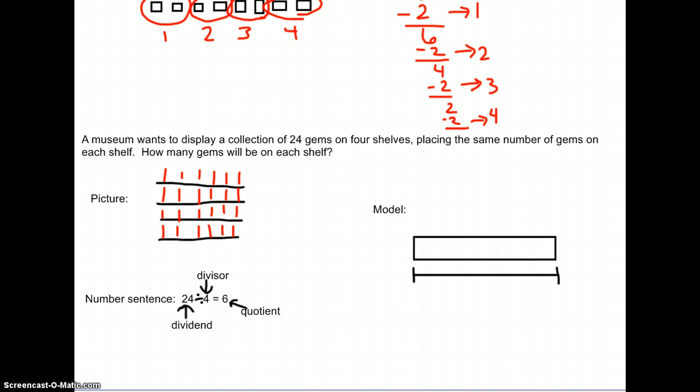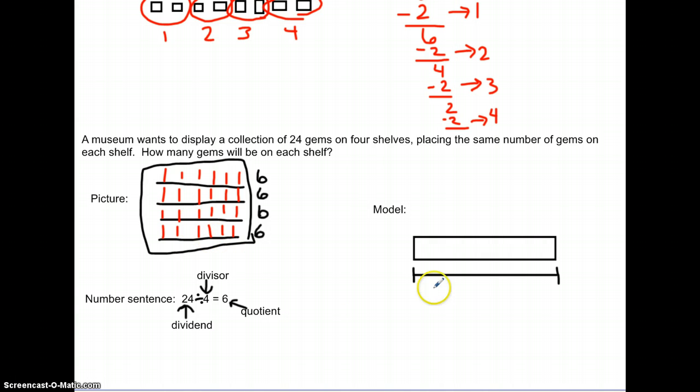So let's count these now. Shelf number 1, 1, 2, 3, 4, 5, 6. There are 6 here. Are there 6 on this shelf? Yes. What about my last 2 shelves? There are 6 each on those. 6, 6, 6, and 6. There are 6 on every single shelf. So there is my picture model. 4 shelves, each holding 6 is 24. So it's the opposite of multiplication.